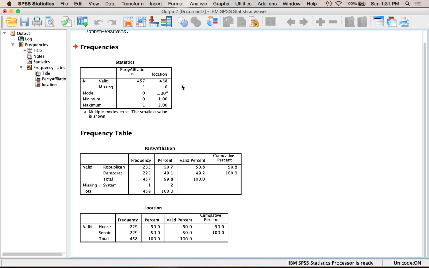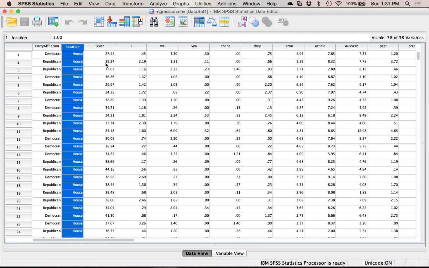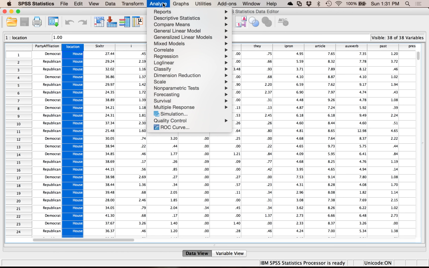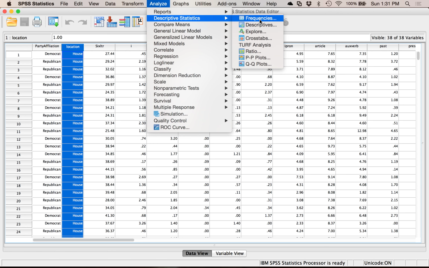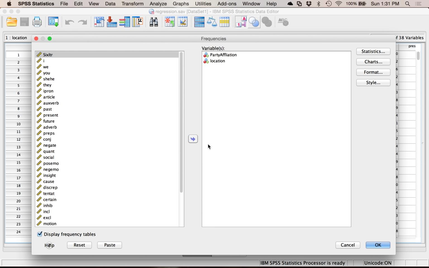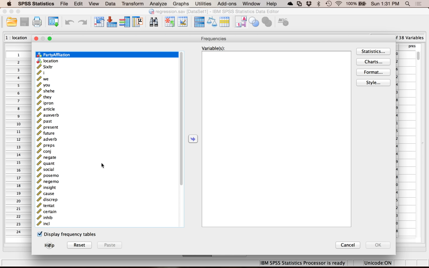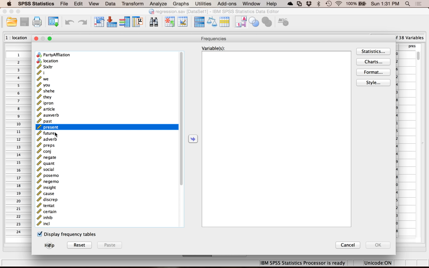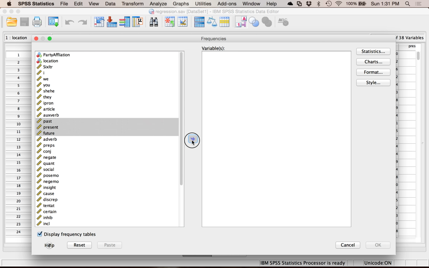If I have continuous variables, what do I do? So let's look at the data again. I have a bunch of continuous variables, so let's calculate the averages for several of these. So I'm going to go to Analyze, Descriptives, and then Frequencies. Okay, I'm going to hit Reset to clear this out. Let's pick just a couple of them. Let's see. How about past, present, and future tense? We'll move all 3 of those over.